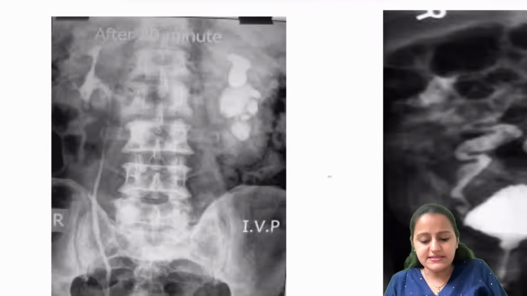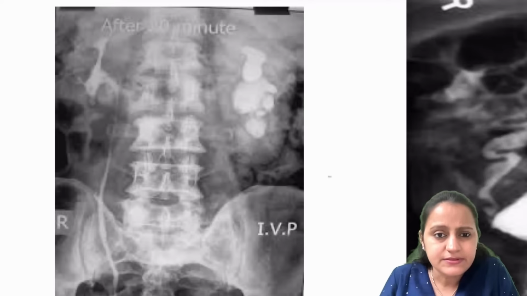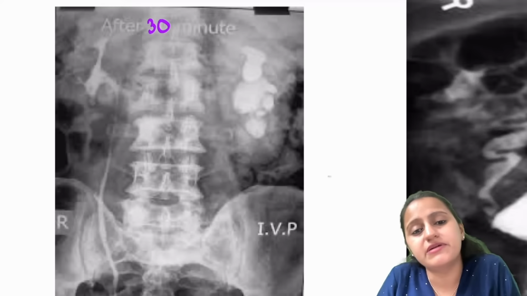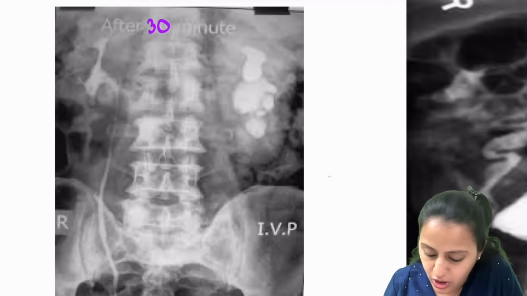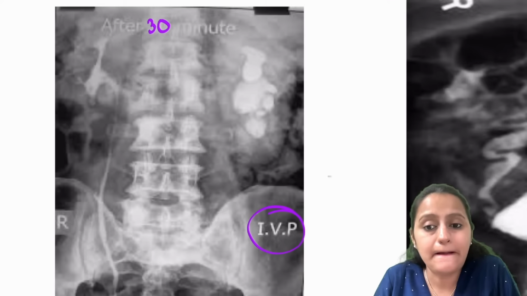What are you seeing in this image here? Let's say this is written like after 30 minutes. This is what you are seeing on IVP. So what are you seeing here?